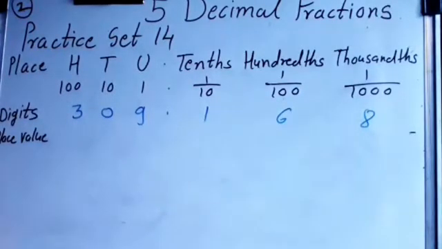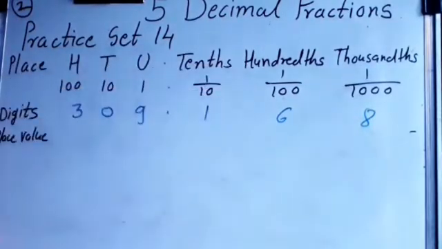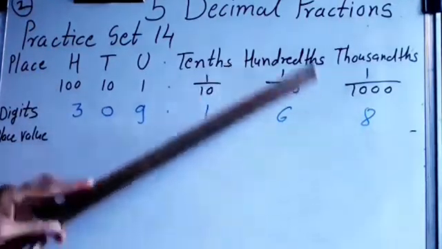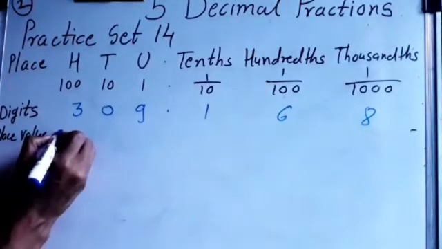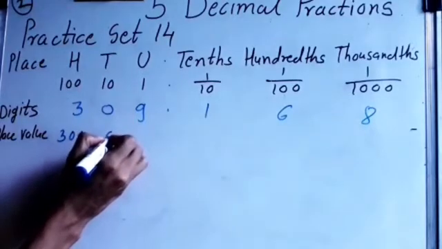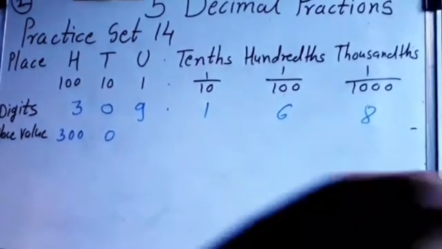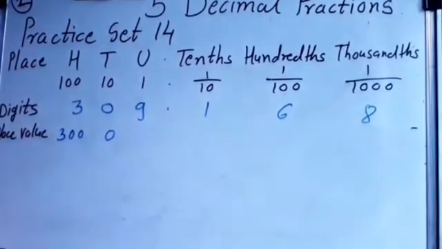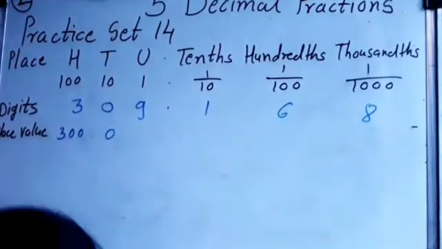After the decimal point, 1 will come under the tenths place, 6 will come under the hundredths place, and 8 will come under the thousandths place. And the place value of this 3 is 300. This tens digit is 0. I told you, whenever 0 is there, you have to write that 0 as it is.